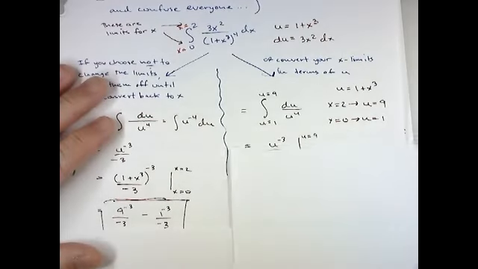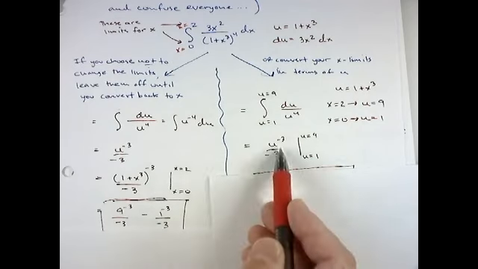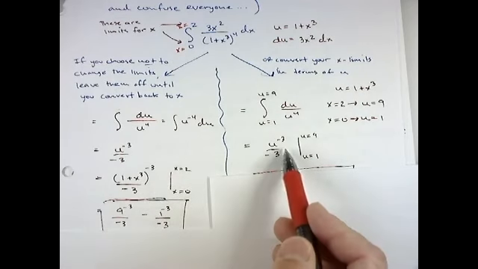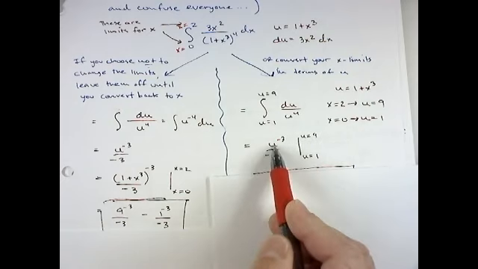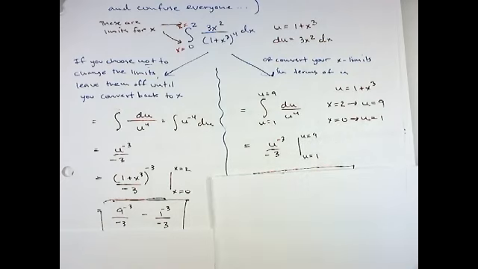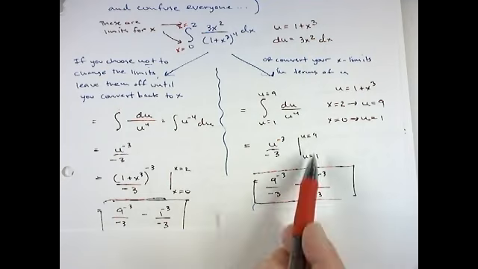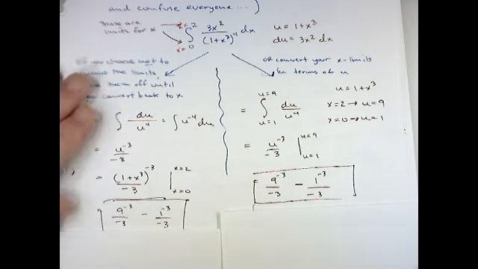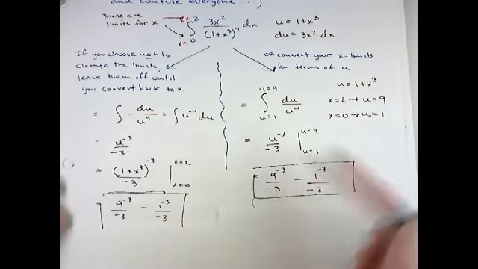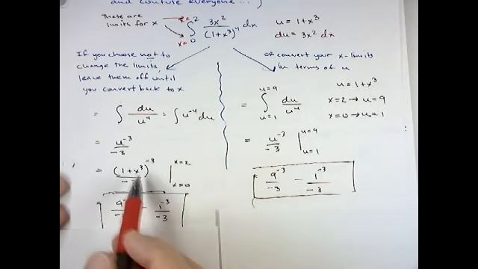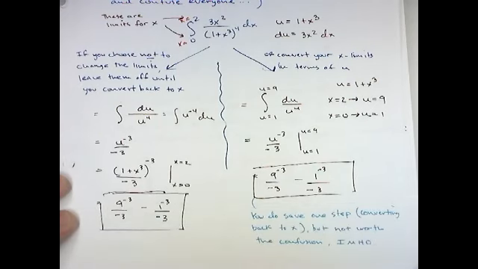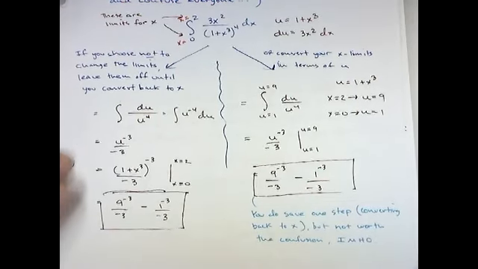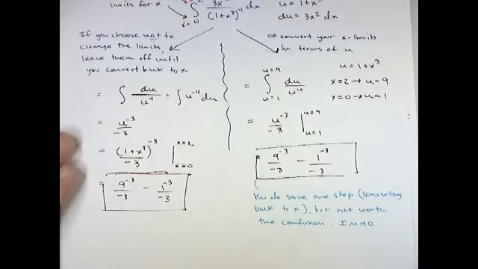There is one slight advantage to that: when you find your antiderivative, which we already did, you don't need to convert back to x, because you could just evaluate this from u equals 1 to u equals 9. And notice we get the same answer, right? So by converting the limits, you save this step of changing it back to x and then plugging in. You save one step. My experience, though, is it's not worth the confusion.